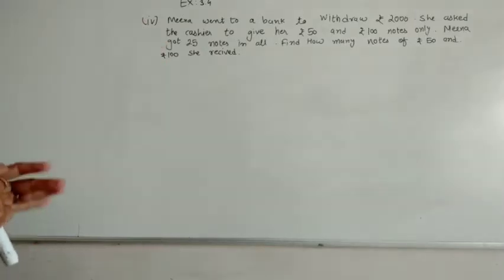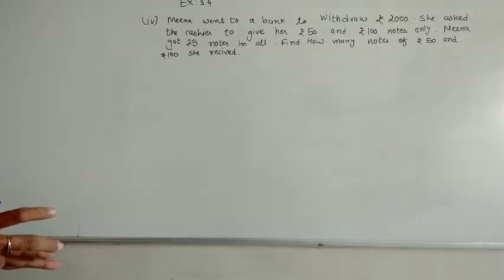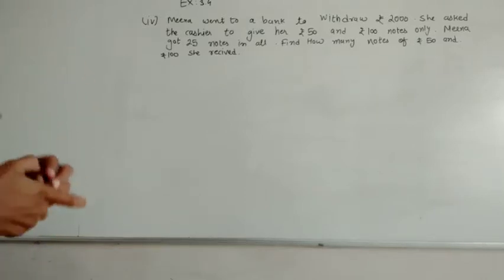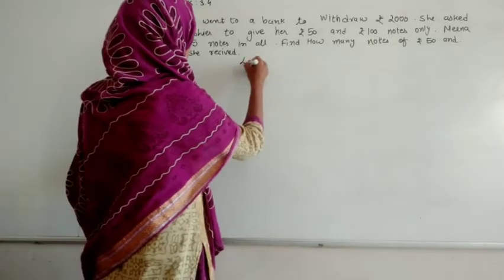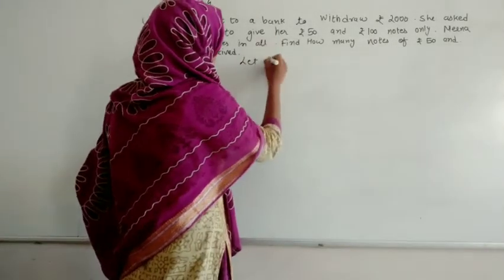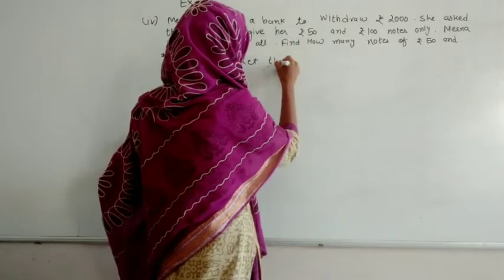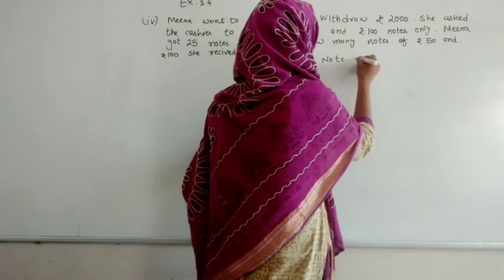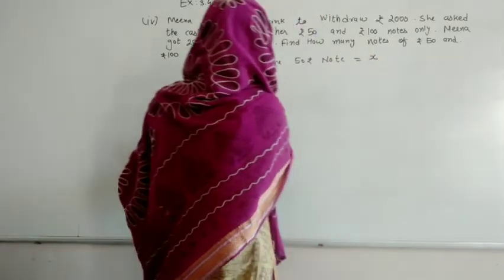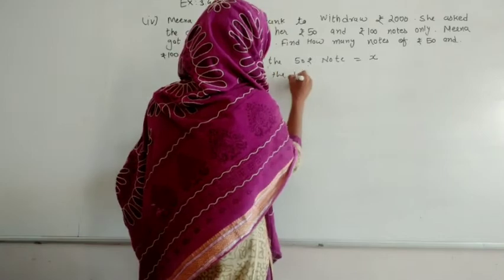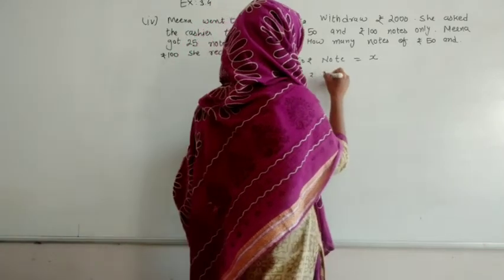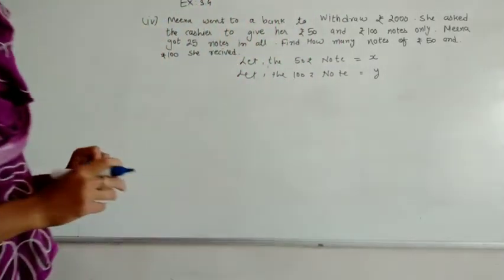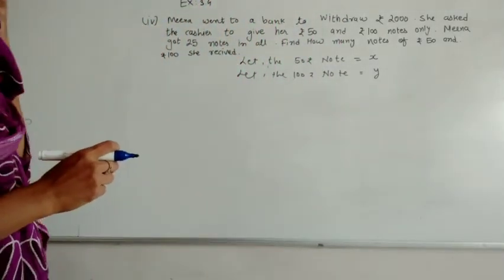But after reading this statement, we can't form two equations because here we can see only one statement. So here we have to guess. So let me guess that let the number of 50 rupee notes be x, and let the number of 100 rupee notes be y. If the number of notes are x and the number of notes are y, then what is happening?